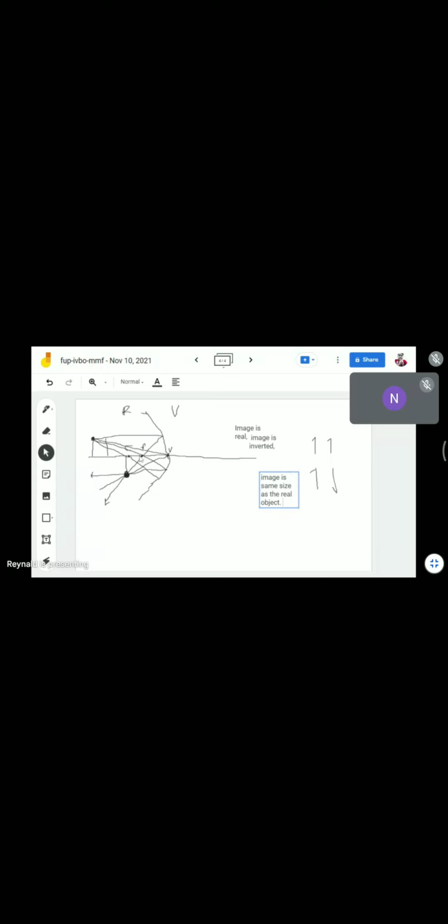Is it at the center of curvature, focus? Sa center ba ng focus at vertex? Or dito sa unahan ng center of curvature? In this case, andito yung image natin. So, ibig sabihin, andito yung center of curvature. Andito yung image natin. So, ang description niyan, image is formed near the center of curvature.